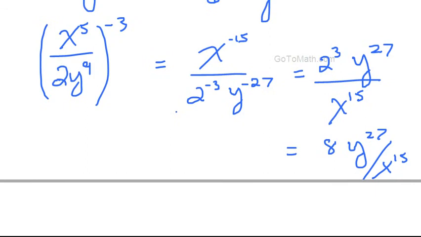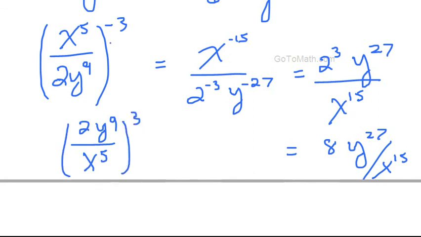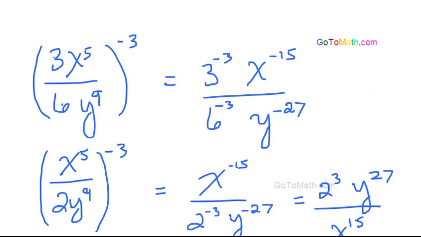Okay. Now, back to here. There's a quick way of looking at this. We have a negative here. You could just flip everything: 2y to the 9th, x to the 5th, and then this becomes +3. See that? And then we could just go from there, instead of having to go through this whole route here. Alright.